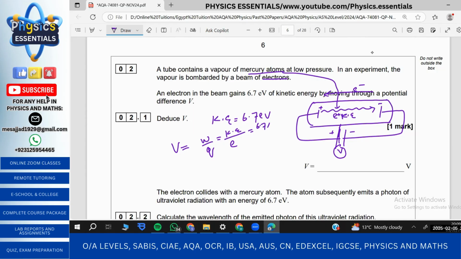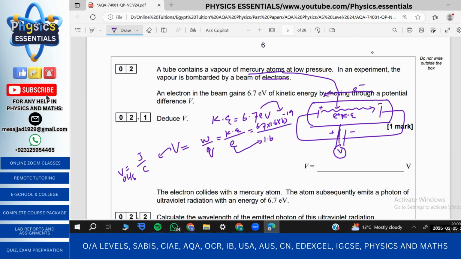So 6.7 into 1.6 into 10 raised to the power minus 19, you have to convert it into joules because voltage is joules per coulomb. Okay, volts means joule per coulomb, not eV per coulomb. So you need to convert the given energy, which is equal to kinetic energy, into joules, and for that you need to multiply it with 1.6 into 10 raised to the power minus 19.